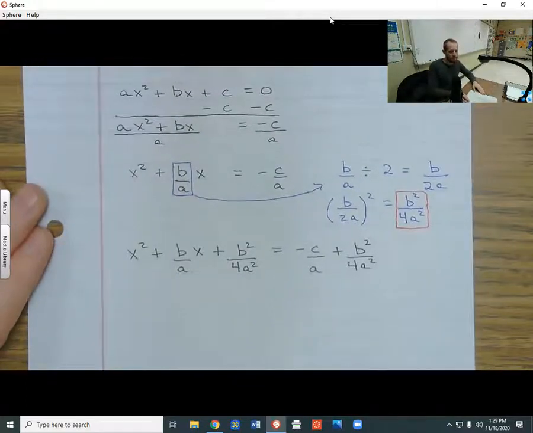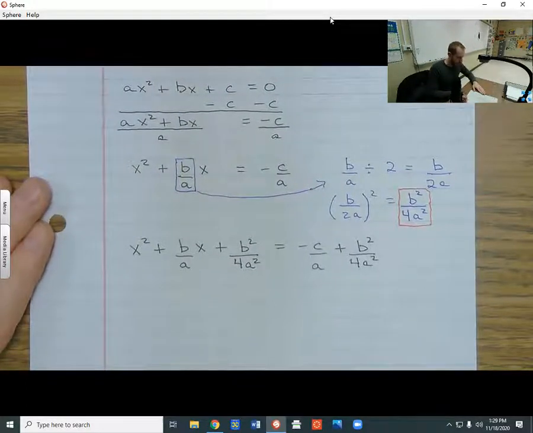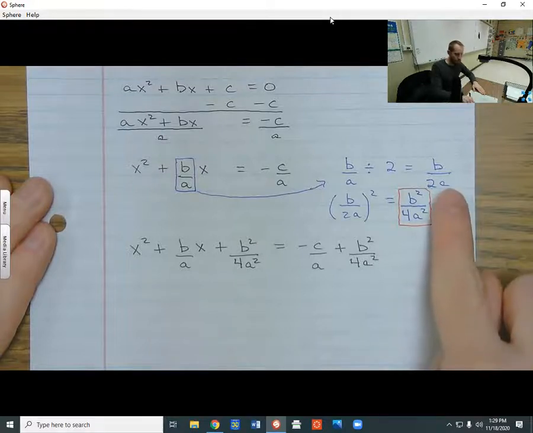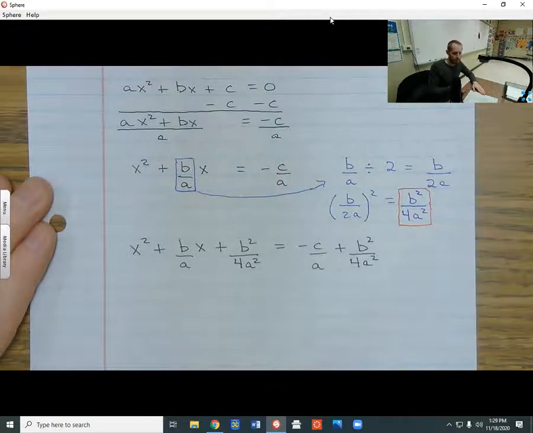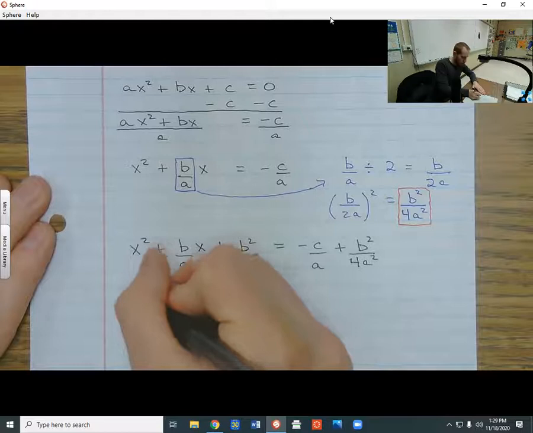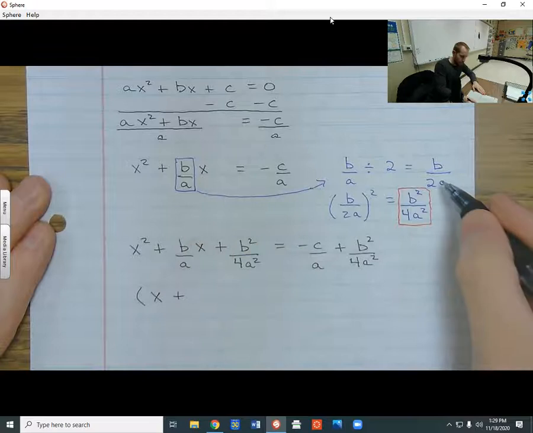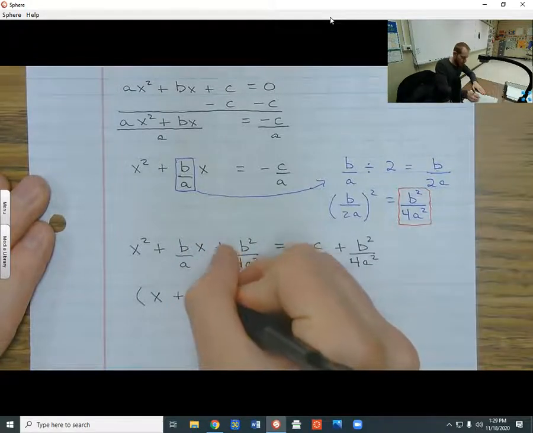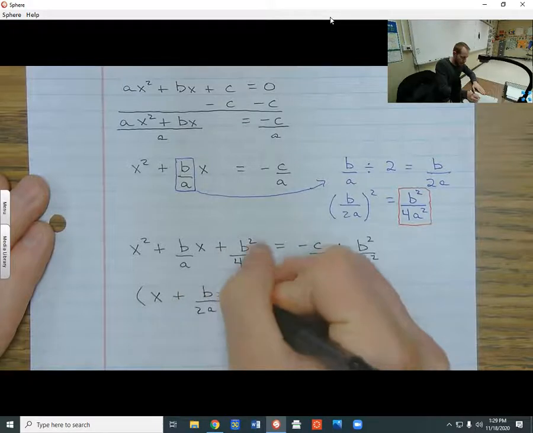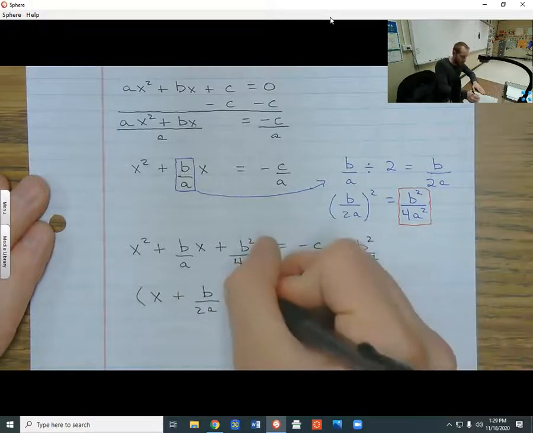Okay? So now what I'm going to do is complete the square on the left side, and I'm going to do some common denominator work on this side. So let's stick to the left side for now. I'm going to take this divided-by-2 term, and that's going to become what's inside the parentheses when I complete the square. So when I complete the square, I'm going to have an x right here, and a plus b over 2a. I put the whole thing in parentheses, and I square the outside. Okay?